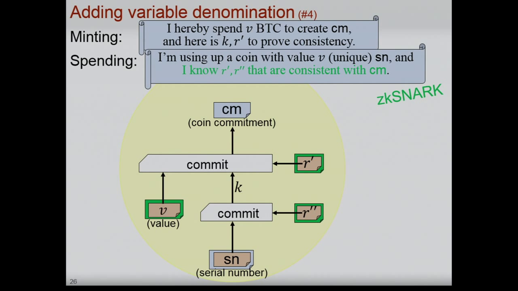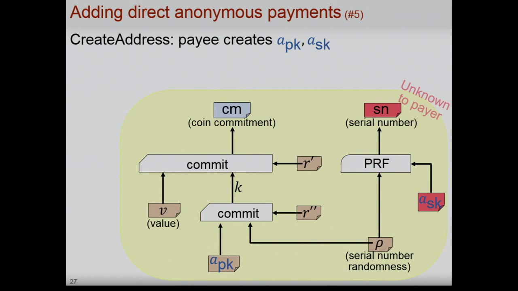protected under zero knowledge. We can add direct anonymous payments, supporting payments addressed to people with some permanent addresses without revealing where the payment's going. So that requires some algorithm to create an address pair, and then the coin structure becomes much more complicated. Now there's a couple of commitments, some PRF, to derive the serial number from the secret key, and the public key is involved in creating the commitment.